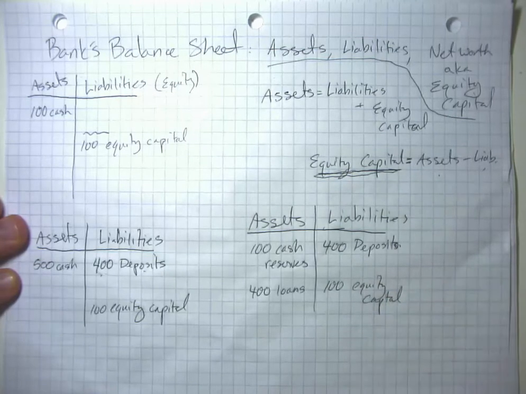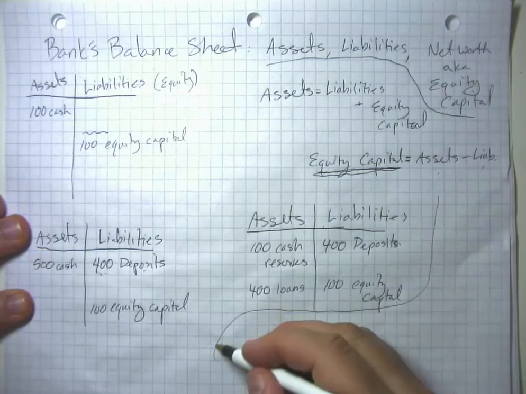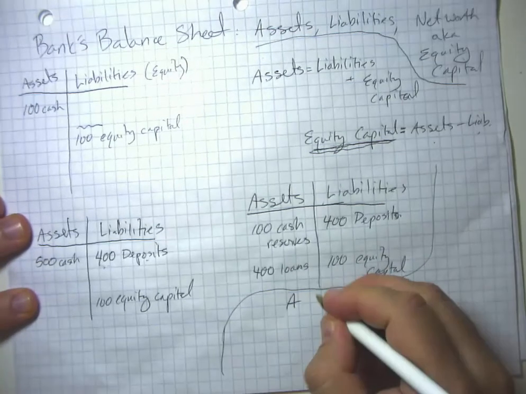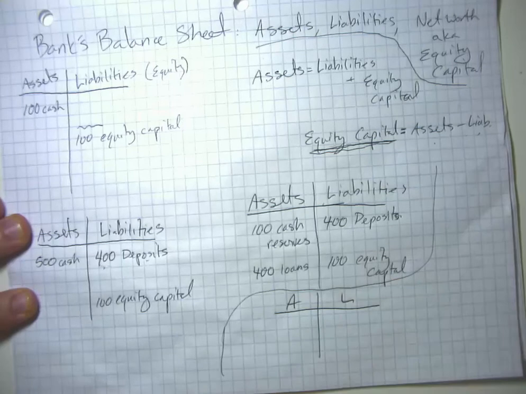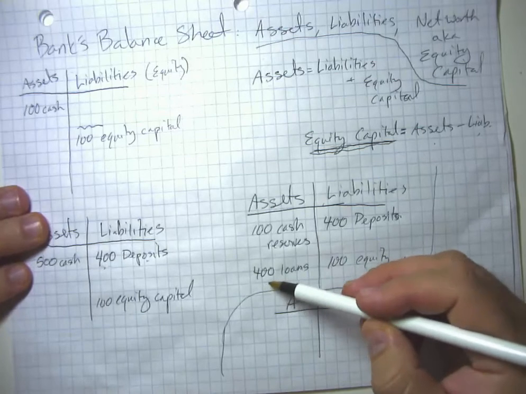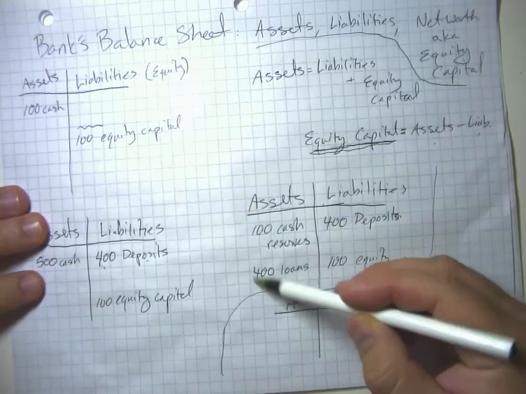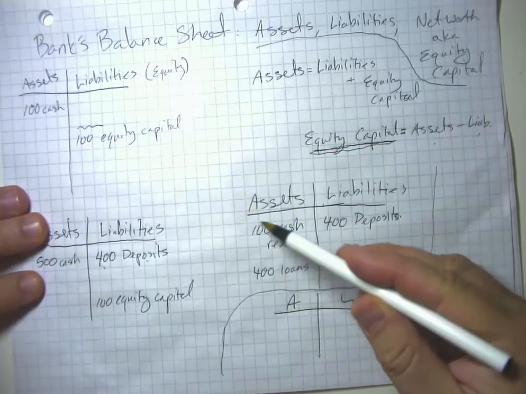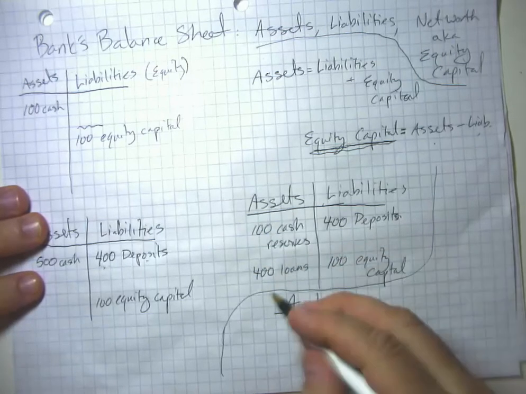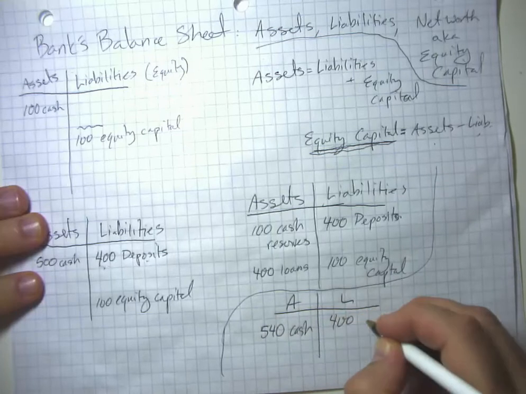Okay, so far so good. And let's suppose then the next time period people are going to pay back their loans with some interest. So people pay back the $400 of principal plus, say, $40 worth of interest. I have $440 cash coming back. I had my $100 cash originally, so I have $540 of cash. I owe $400 of deposits.